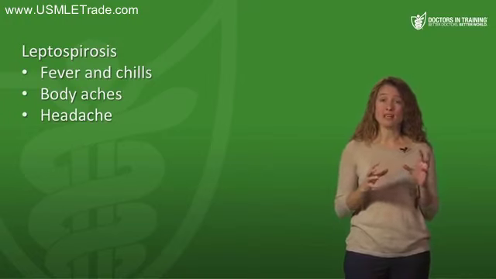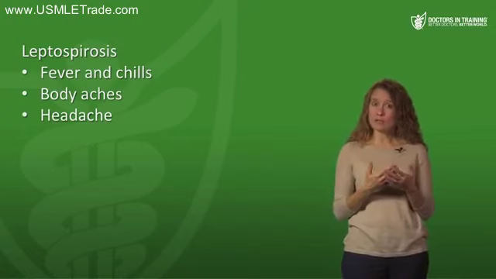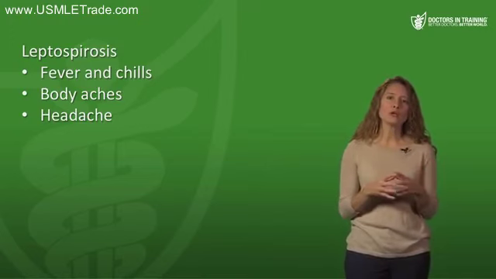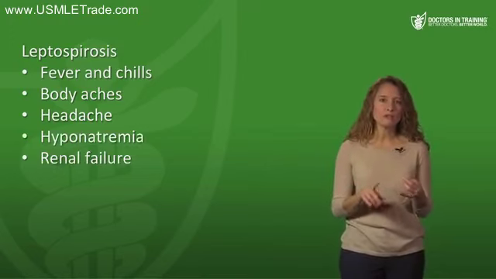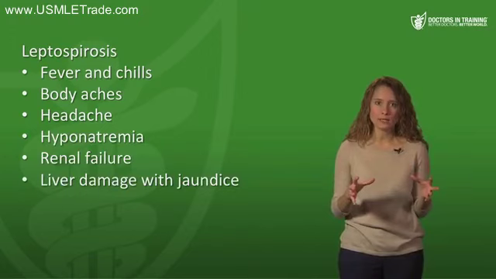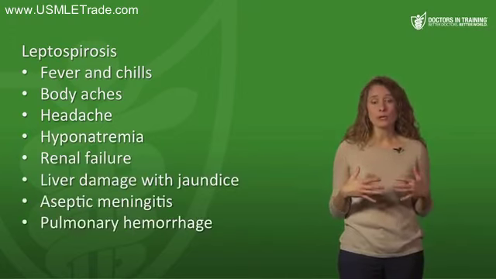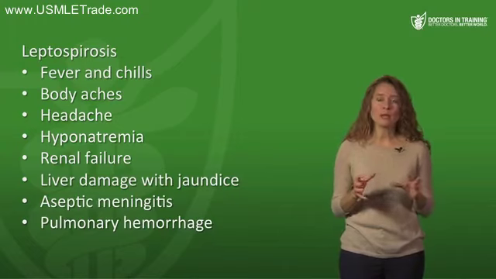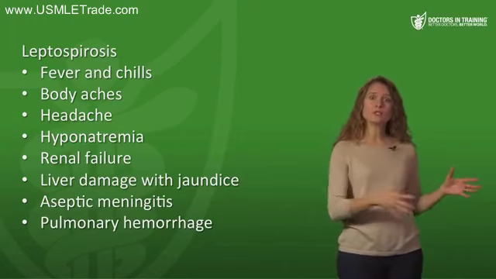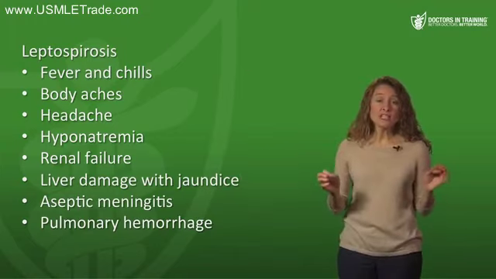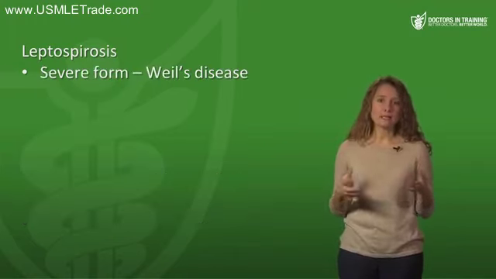Leptospirosis is described as having two phases, though they often overlap in reality. The second phase is the one characterized by hyponatremia, renal failure, and liver damage with jaundice. You can also have aseptic meningitis and pulmonary hemorrhage. Leptospirosis can range from a subclinical disease to a very severe illness resulting in death. This very severe form is sometimes called Weil's disease.